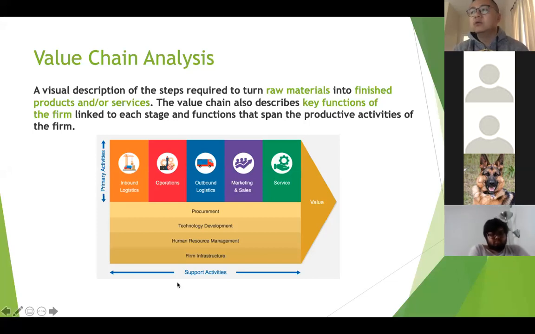Another thing you need to know is how many steps are in the primary activities, and how many steps are in the support activities. You need to remember these details, and it might happen in the quiz. I'm not sure what content will occur in the quiz, but I think this kind of thing is very important. Any question here?